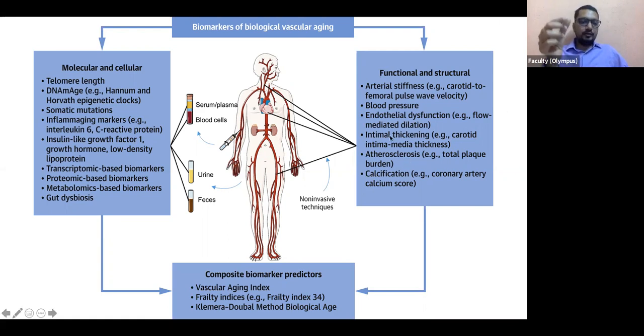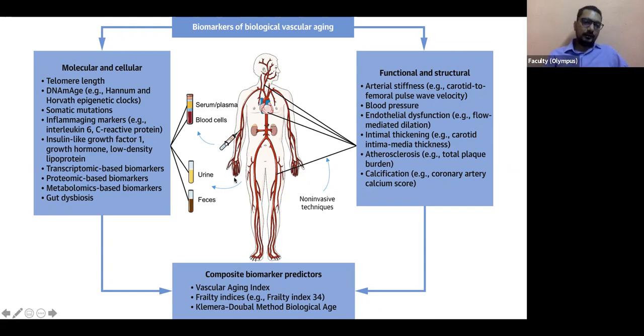Atherosclerosis, or blockage of the blood vessels, cholesterol blockage of the blood vessels, calcification, the amount of calcium that you find in different blood vessels. So these can be used as a means of functional and structural means of predicting biological age. Okay, right. These are sufficient for us.